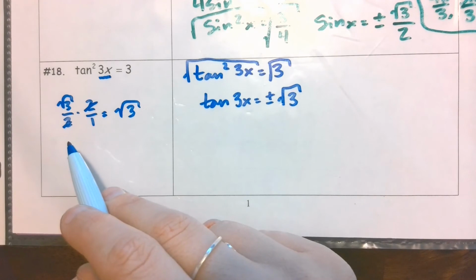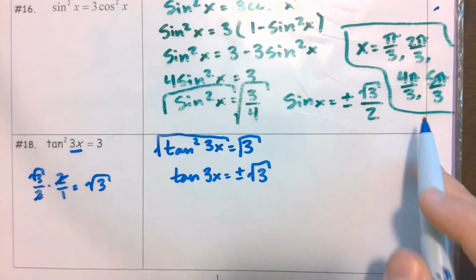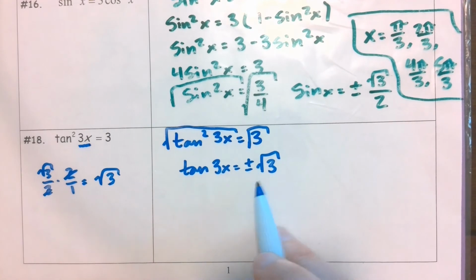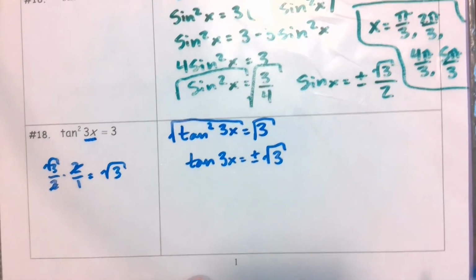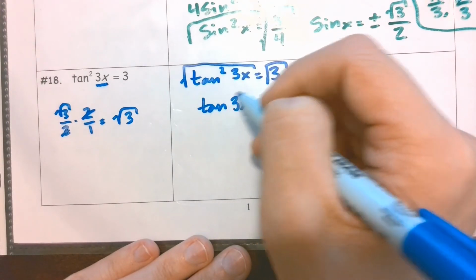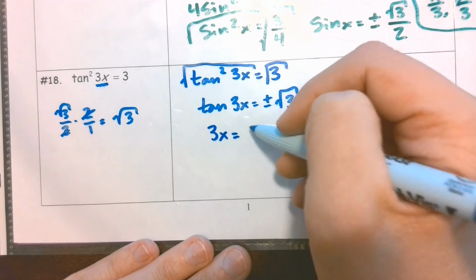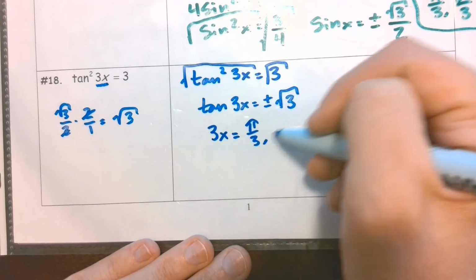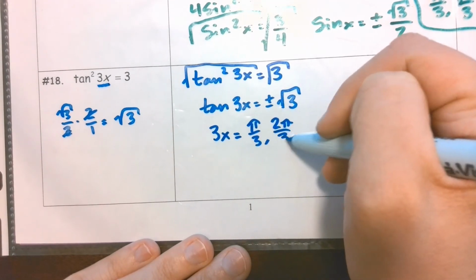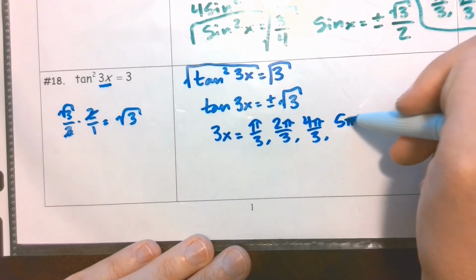So since we've got our pi over 3 reference angle, this is going to be kind of similar to that last one, where if tangent can be positive or negative, that's going to include each quadrant's pi over 3 reference angle. So that means that this angle, that 3x, so not just x, but the 3x, could be pi over 3, it could be 2 pi over 3, 4 pi over 3, or 5 pi over 3.